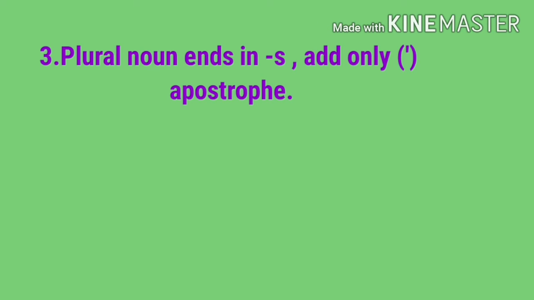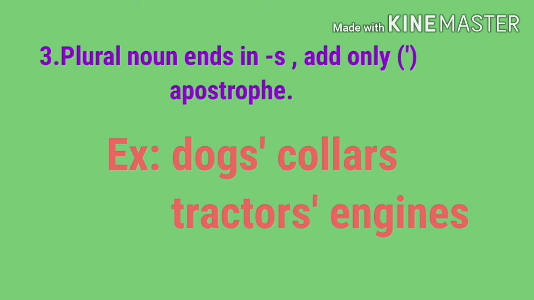Third one, when a plural noun ends in s, we only add an apostrophe at the end of the word. These are plural possessive nouns. For example, dogs' collars. Whose collars? Dogs'. Here, dogs is in plural form, so we add only an apostrophe. Second one, tractors' engines. Here, tractors is a plural noun, so to show the possession, we add only an apostrophe.